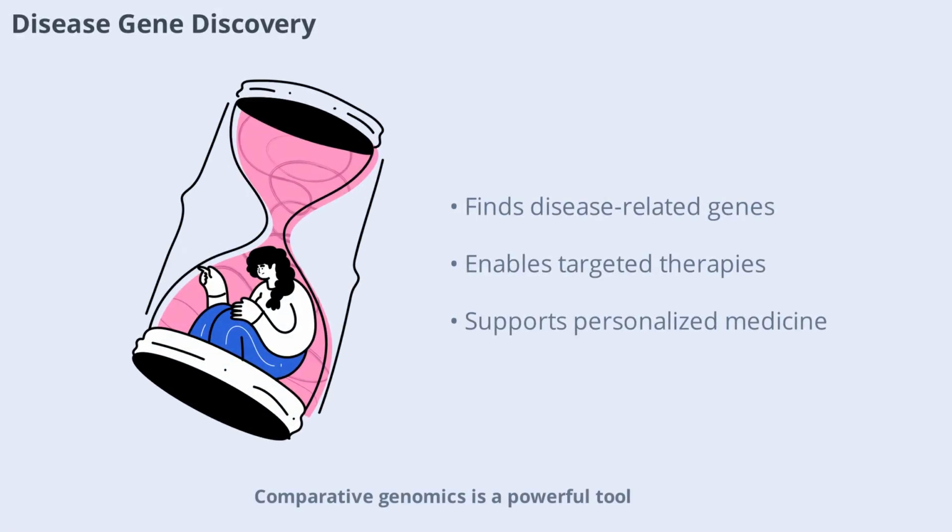Comparative genomics is a powerful tool for identifying genes associated with diseases. By comparing the genomes of healthy and affected individuals, or even different species, researchers can pinpoint genetic variations linked to specific conditions. This approach has led to the discovery of genes involved in cancer, genetic disorders, and infectious diseases. Understanding these genetic factors enables the development of targeted therapies and personalized medicine, improving patient outcomes and advancing healthcare.